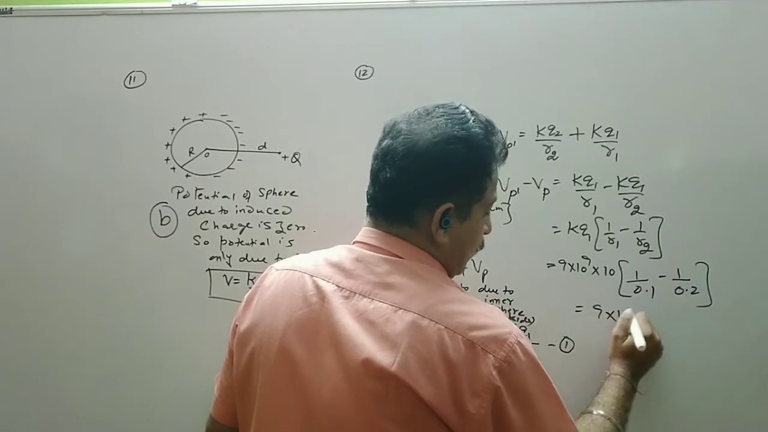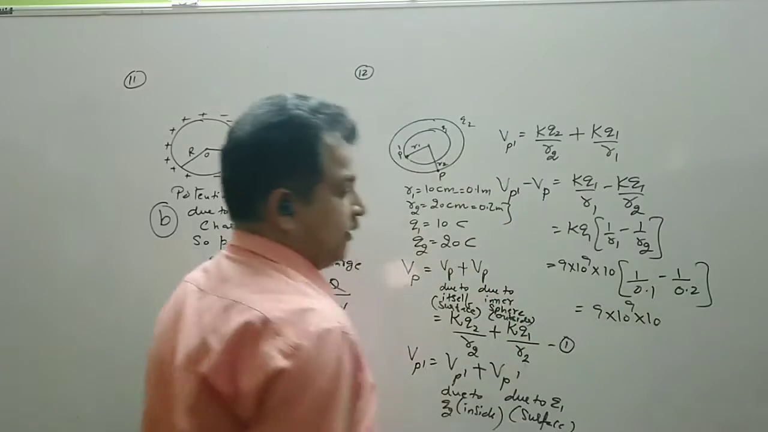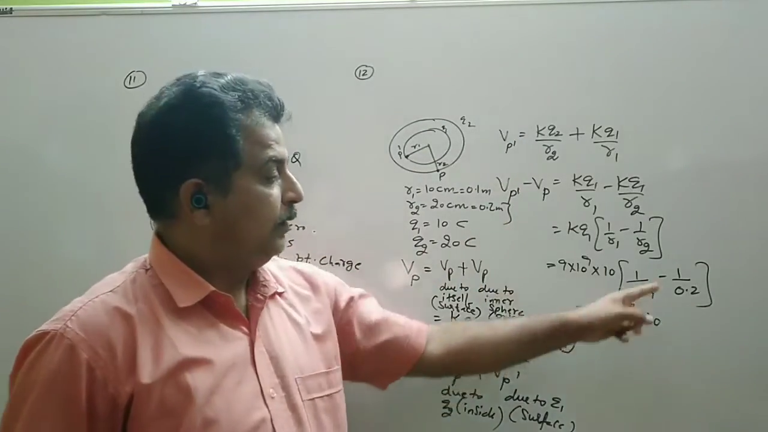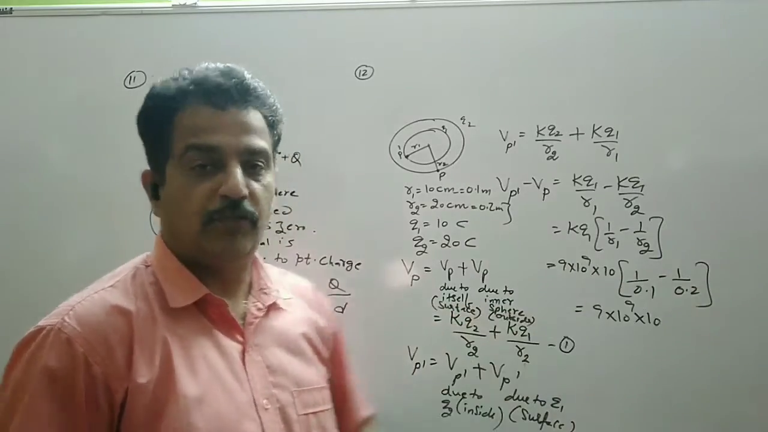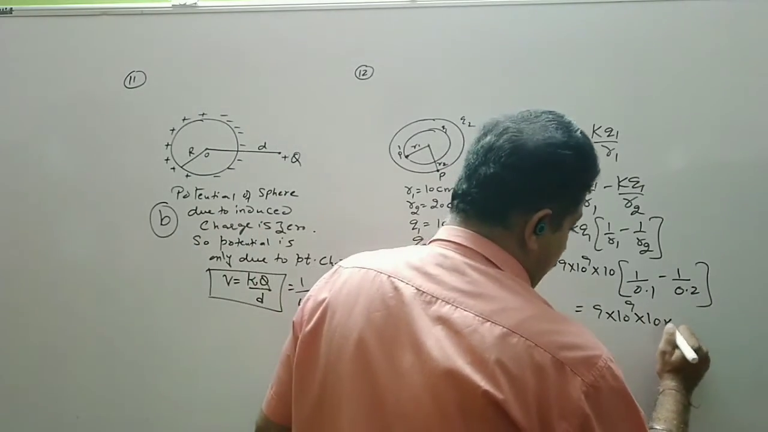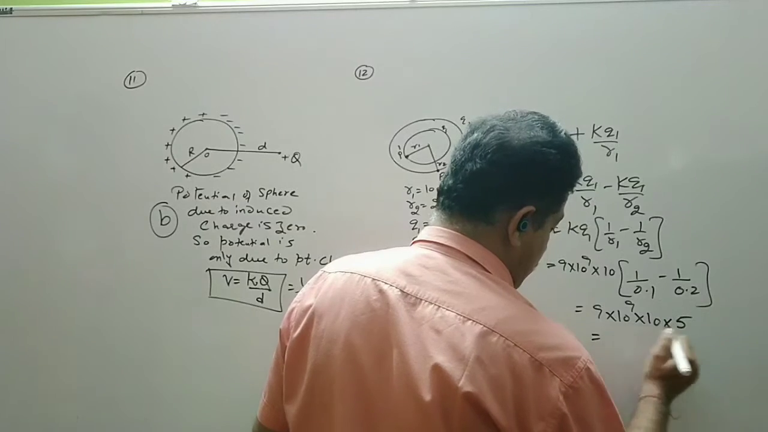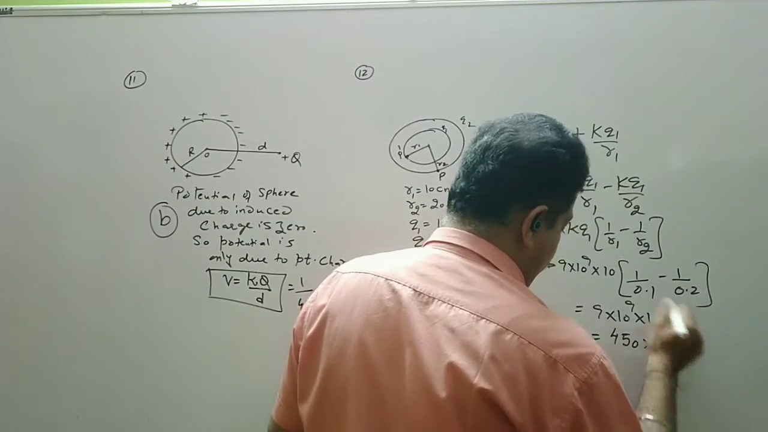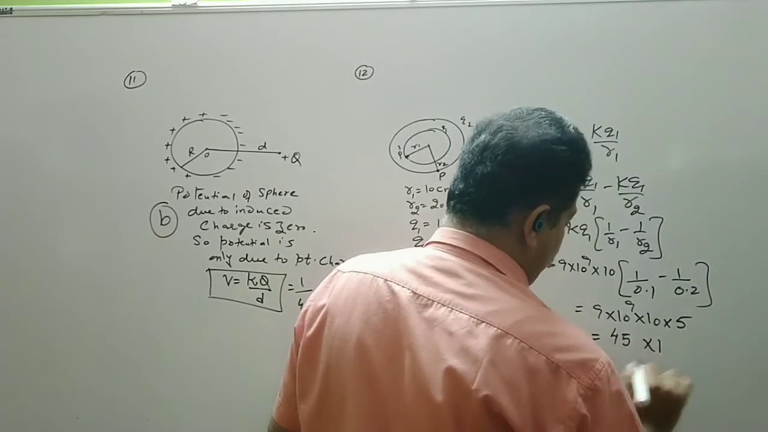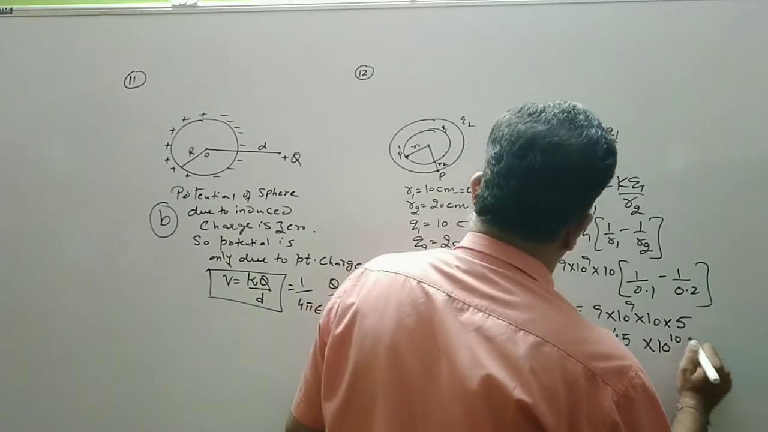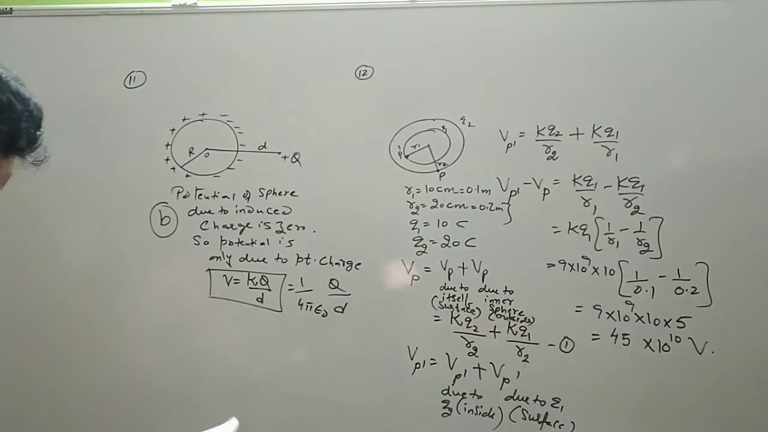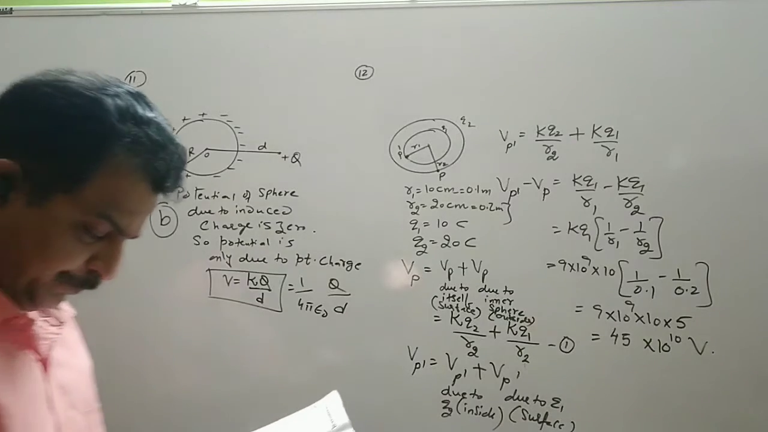This is equal to 9 into 10 raised to 9 into 10, times 1 upon 0.1, that is 10, minus 1 upon 0.2, that is 5. So it will be 10 minus 5, that is 5. So this is equal to 450, or we take this term here, 45 into 10 raised to 10 volt. So it should be 45.